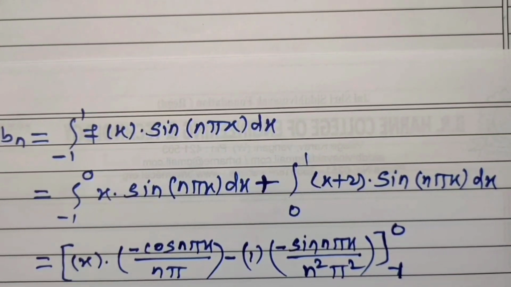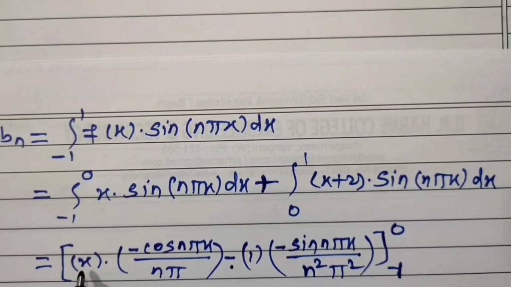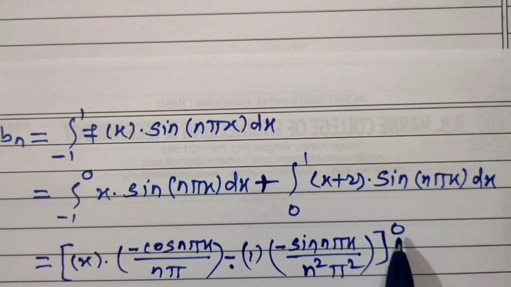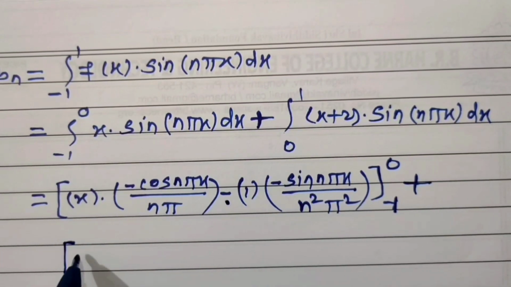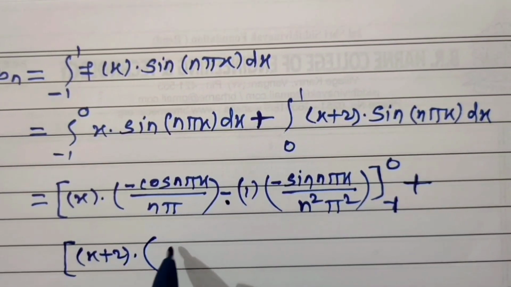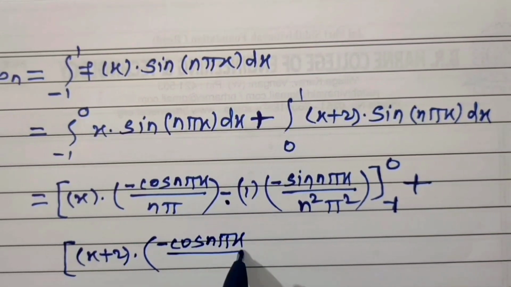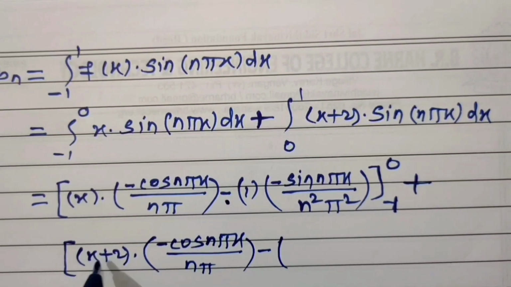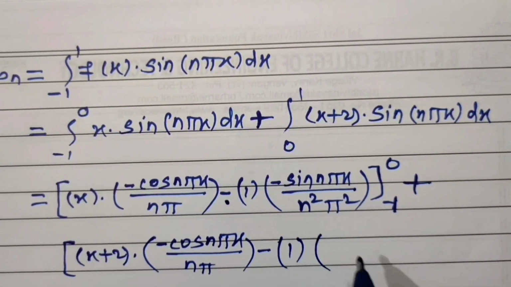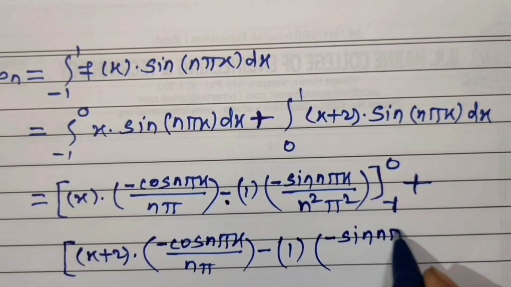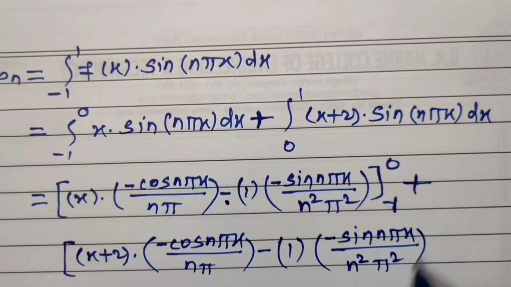Bn is equal to, into bracket, x first algebraic function as it is, into integral of this trigonometric function, that is minus of cos n pi x divided by n pi, minus derivative of x, which is 1, into integral of this bracket, that will be minus of sin n pi x divided by n square pi square, limits from minus 1 to 0, plus evaluation of this integral into bracket, first algebraic function as it is and this bracket as it is, which is integral of sin of n pi x, that will be minus cos n pi x divided by n pi, minus derivative of x plus 2 with respect to x, which is 1 plus 0, that is 1, into this bracket minus sin of n pi x divided by n square pi square, limits from 0 to 1.